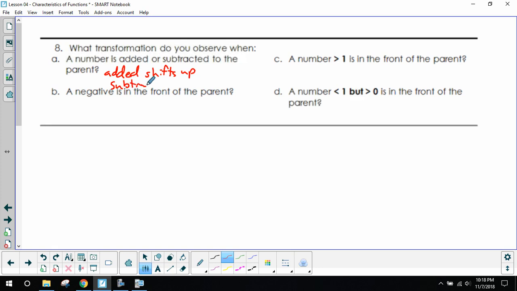What does a negative do in front of the parent? Reflect. Number greater than 1 is in front of the parent. Stretch. We just took notes on this. A number less than 1, greater than 0, shrinks. Okay, these are vocabulary you're going to need to know. Jot this down. Or if you've already done it, you should be checking your work, because you should be working way ahead of me.